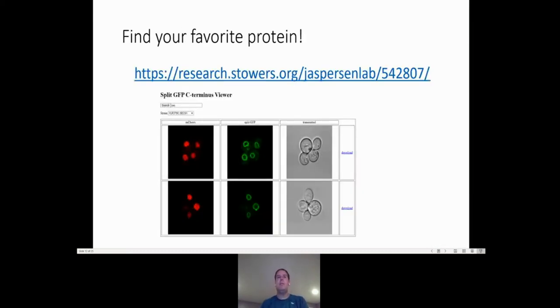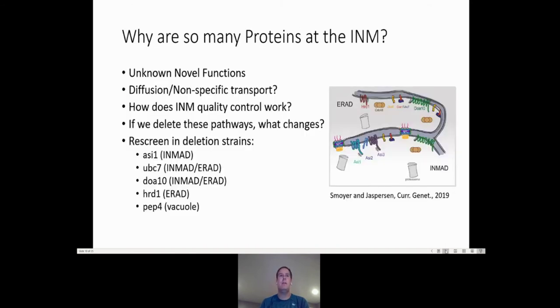We also created a tool, a website that you can access if you want to. If you go to this link, you can look up your favorite protein and see if it was screened in our screen and whether or not it was at the internuclear membrane. This is a tool for the community to use. This is showing the C-terminus viewer, but there's also an N-terminus viewer as well.